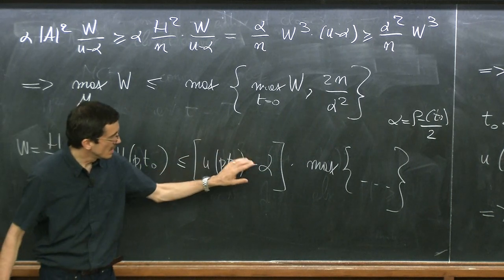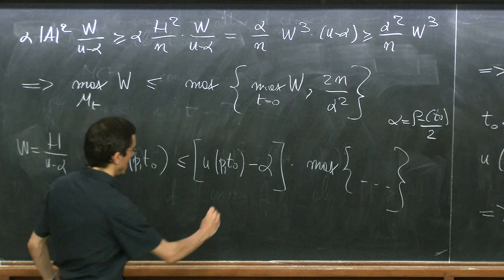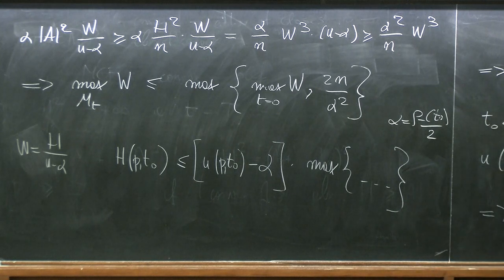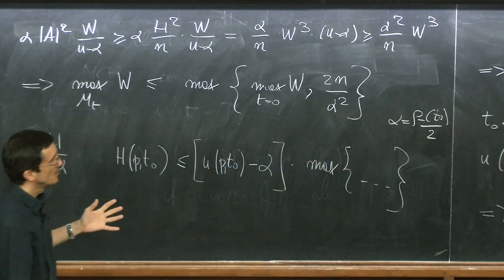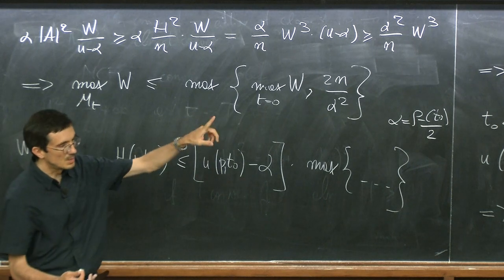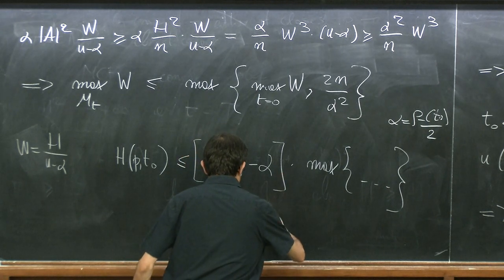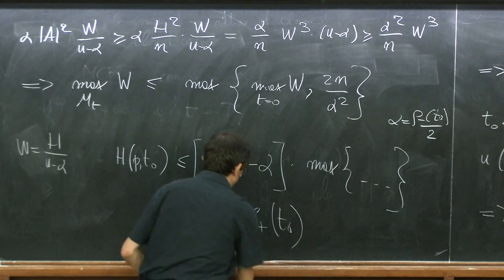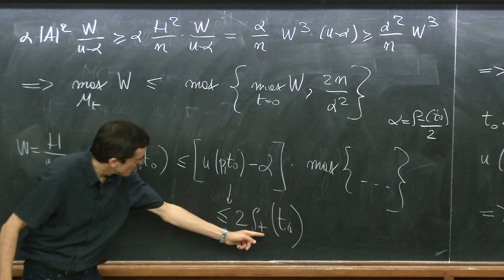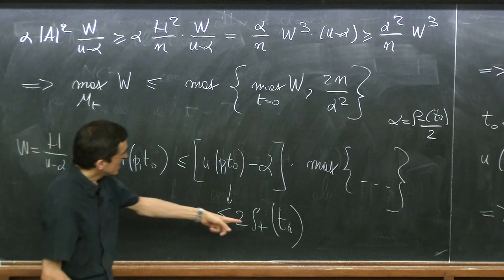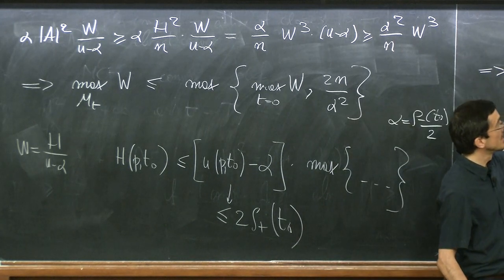Okay, but now we need a bound from above on this. U is by construction, you see that U can at most be as large as the modulus of this vector, which in turn is bounded by the diameter of our hypersurface. So this is less than or equal to, it's not optimal, but it's enough for our purposes, the outer radius. But the outer radius is controlled by the inner radius.